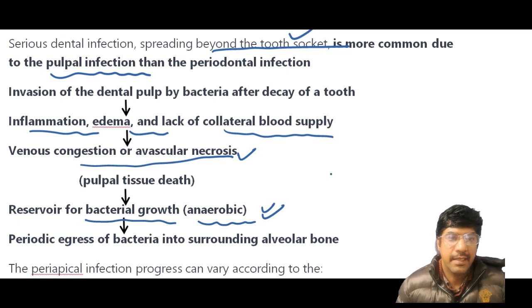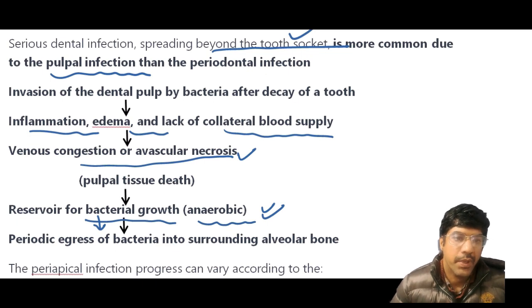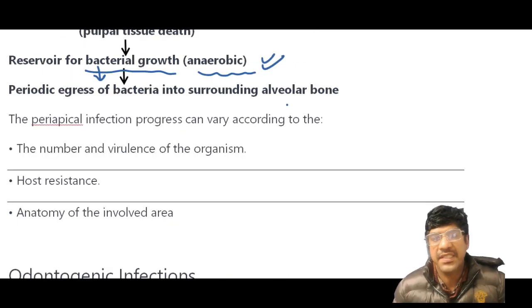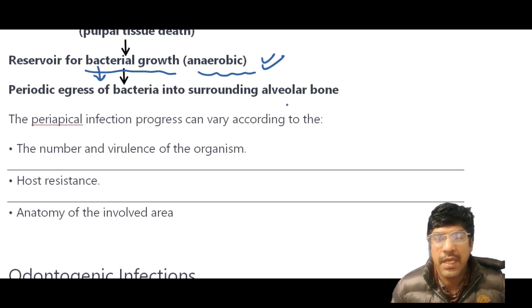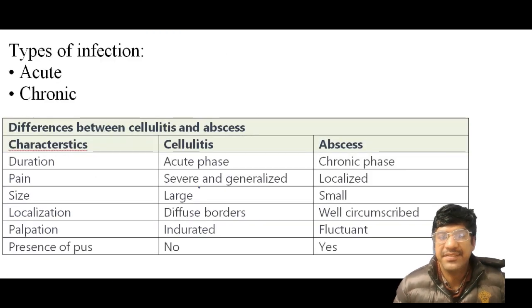So that can further spread the bacteria into the surrounding alveolar bone. When the infection starts in the soft tissue, it can take on different forms. In the acute stage, these forms are typically seen as abscess, cellulitis, or fulminating infection. So abscess, it is like a pocket of infection.